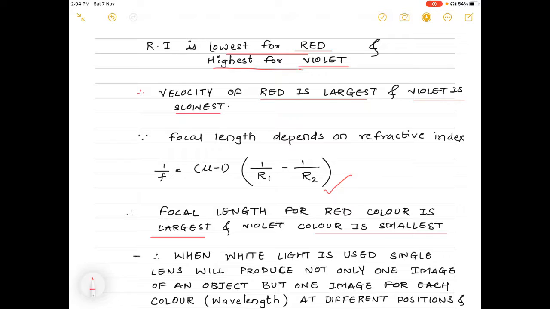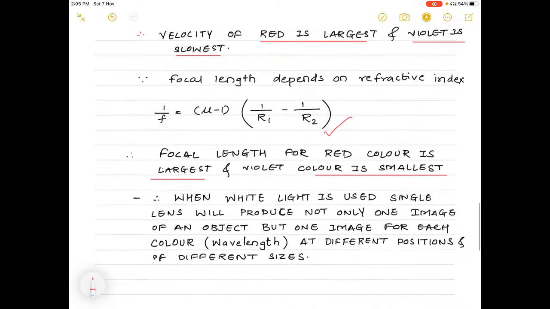Why is focal length important? Because the image of an object, when the light passes through that lens, will be formed at the focal length of that lens. Since the refractive index is different, the velocity is different, and depending upon that, the focal length of the lens is also different for different colors. So it happens that the focal length for the red color is large and for the violet color it is the smallest.